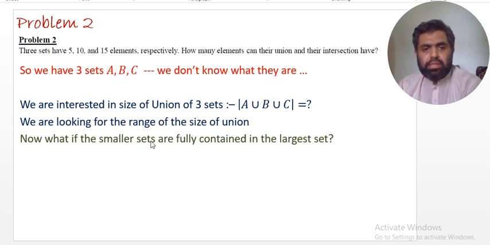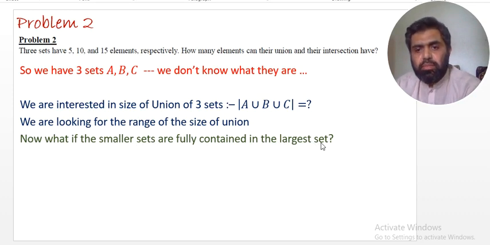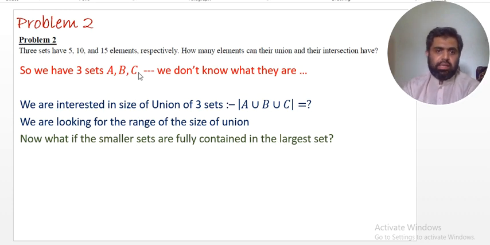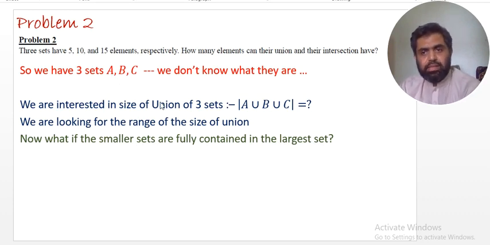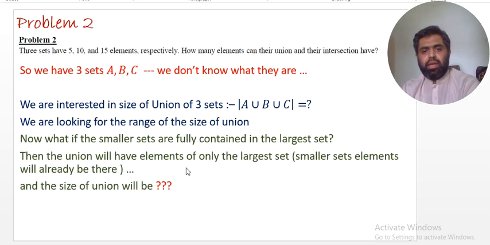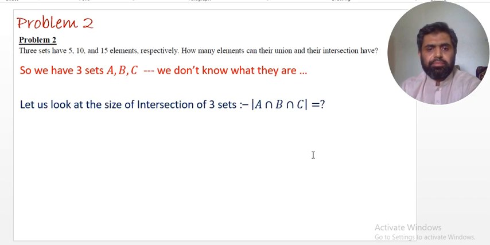Fine. Now the second case. What if the smaller sets are fully contained in the larger set? There are maximum intersections among the sets. जो छोटे वाले sets हैं, suppose A and B are smaller sets, C is the larger set. So A and B are fully contained in C. So when we are taking union of A, B, C, we know elements cannot be repeated. अगर A का element आ गया तो वो दोबारा नहीं आएगा. So the union will have elements of only the larger set. Smaller sets' elements are already in there. So the size of union, it is quite obvious now.